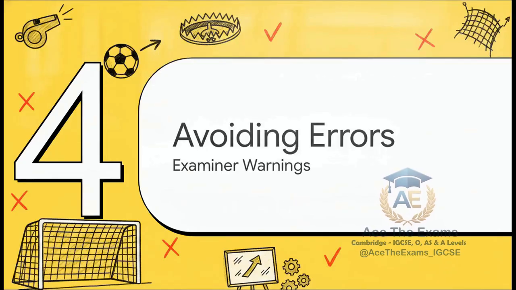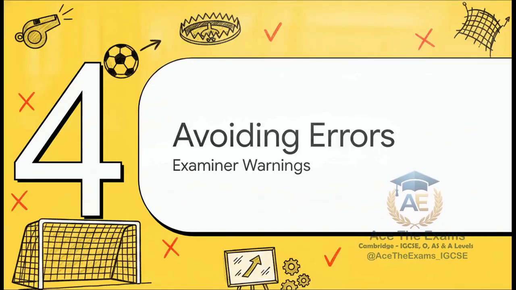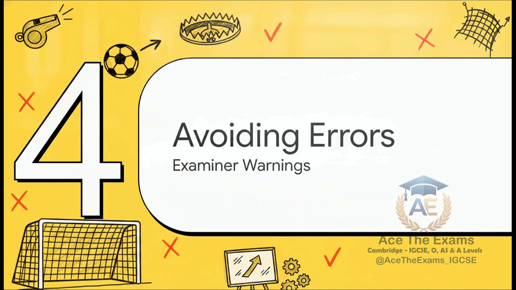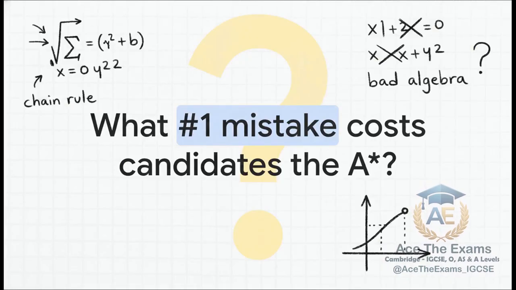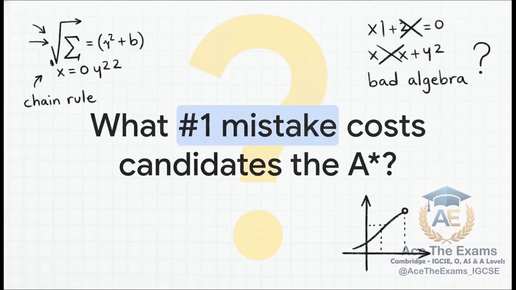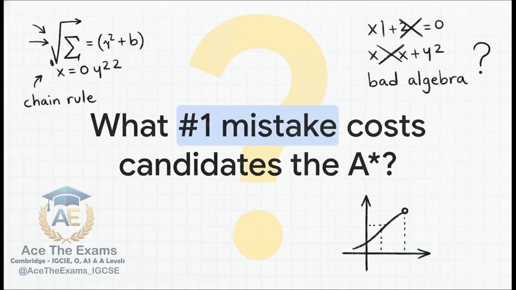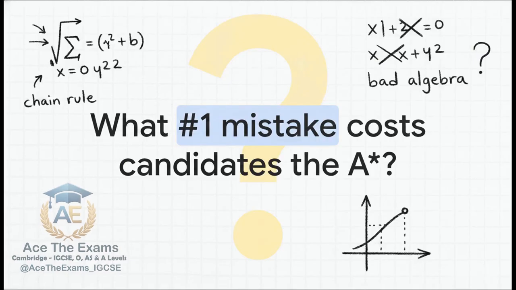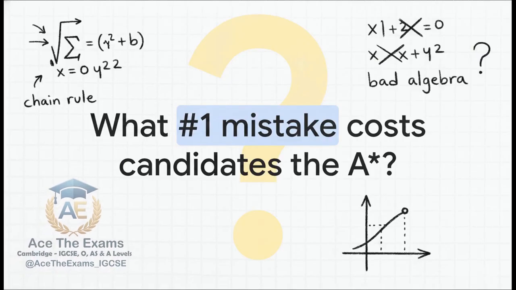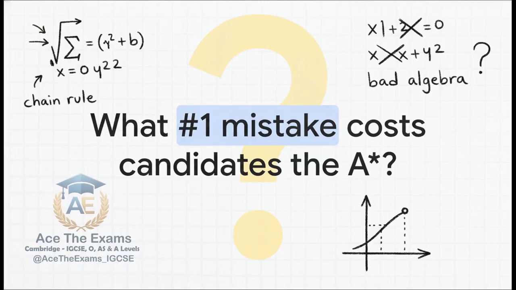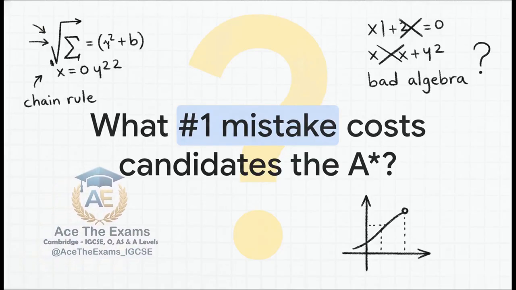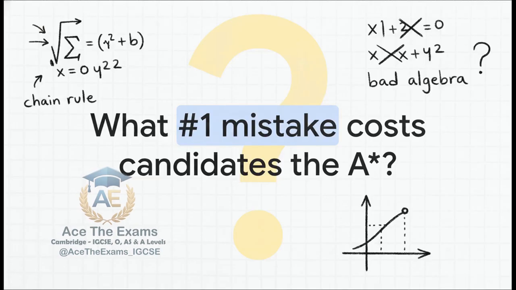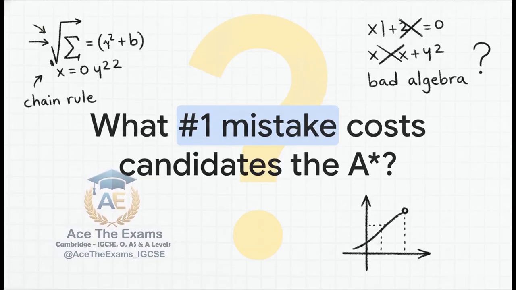Let's transition into Section 4, Avoiding Unforced Errors, or as I call them, examiner warnings. All right, halftime. Grab some water because we really need to talk about the defensive traps the examiners lay out for you. Let's run a quick interactive drill. Take a look at this. What do you think is the absolute number 1 mistake costing candidates the A-star in these stationary point problems? Seriously, I want you to mentally lock in your answer right now.